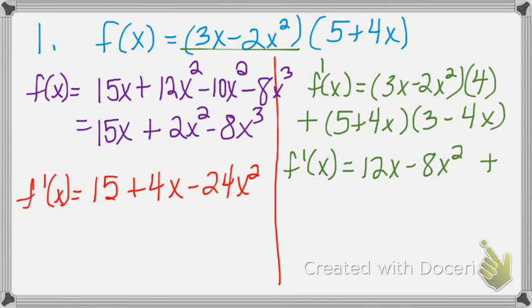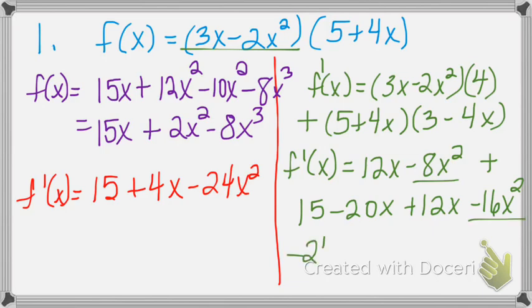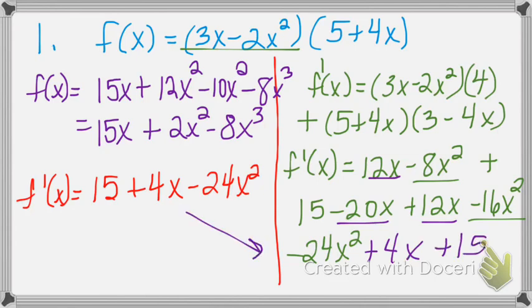And then I have to FOIL here, so I get 15 minus 20x plus 12x minus 16x squared. And now when I combine those, that's negative 24x squared. Combine the x's. That would be 4x. And then the 15 is separate. Notice that both of those are the same. You just have to decide whether you want to simplify first or simplify at the end. The others that we'll do, you have to use the product rule. This was just one to show you both ways.